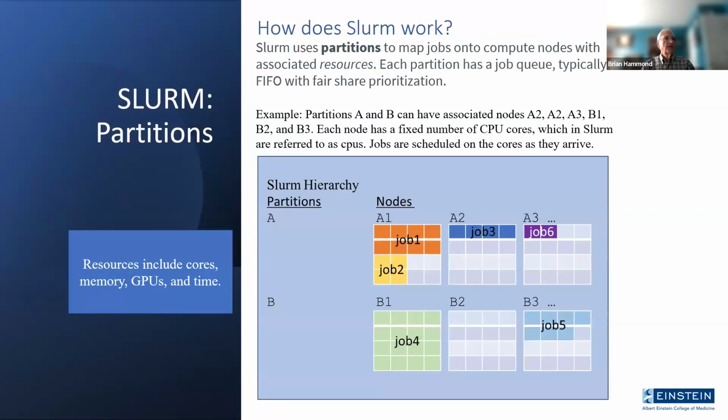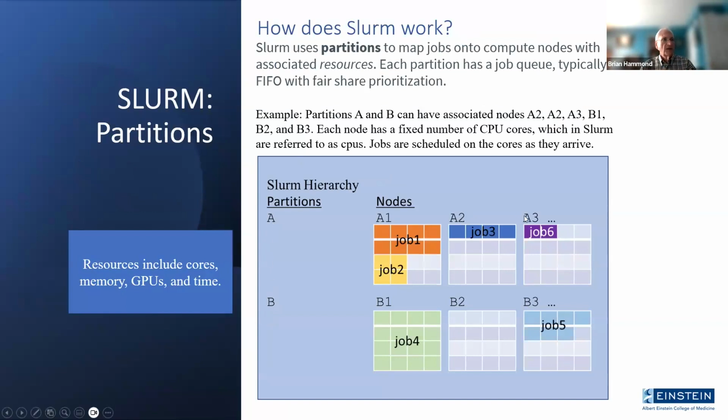So just a quick note, how does this thing actually work? Slurm has these things called partitions. Each one has a queue associated with it. In our case, these queues don't map onto specific pieces of hardware. They map onto pools of hardware.